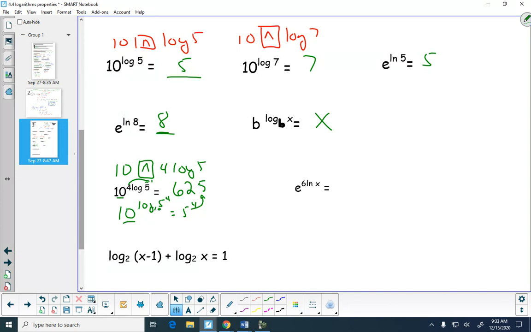If I have e to the 6 ln of x, now I don't have numbers. I could follow the same method of madness. I could bring the x back to my exponent. So we have e to the ln of x to the 6th power. Ln is log base e of x to the 6. Now when we have a base to a base, it just gives us x to the 6th power.